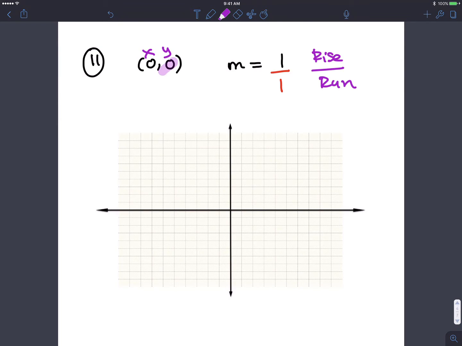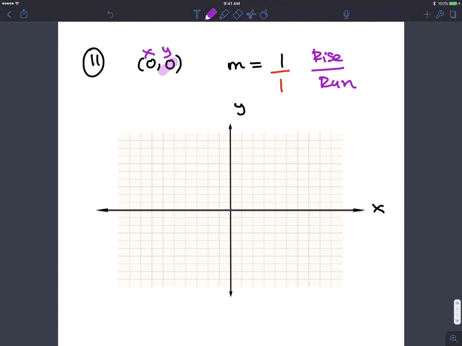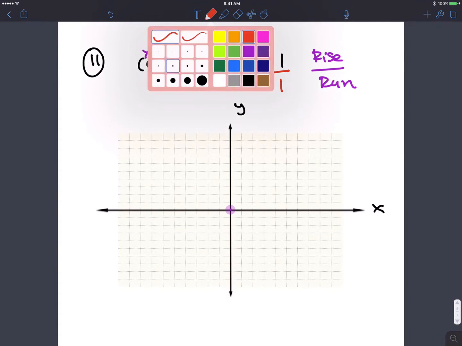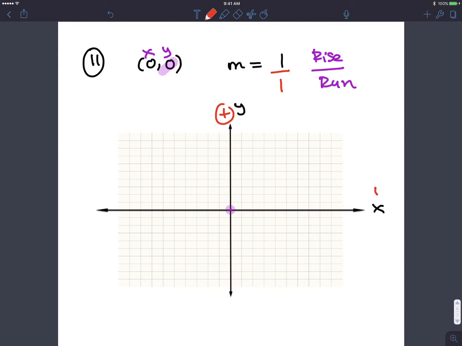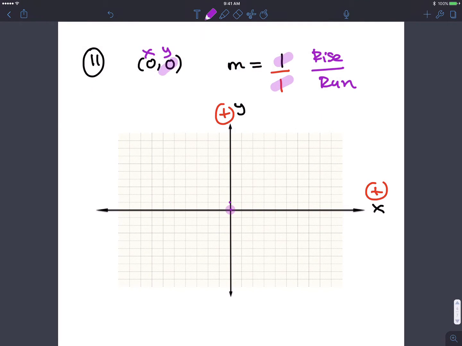So here's the deal. We have our x-axis. We have our y-axis. We're going to plot the y-intercept, and that's at the origin. We're going to use the slope now. We're going to rise 1 and we're going to go up 1. Up and to the right. Because both of our values here are positive. So the location of the next point will be found by going up 1 to the right 1. Here's my second point. We can now draw our line.